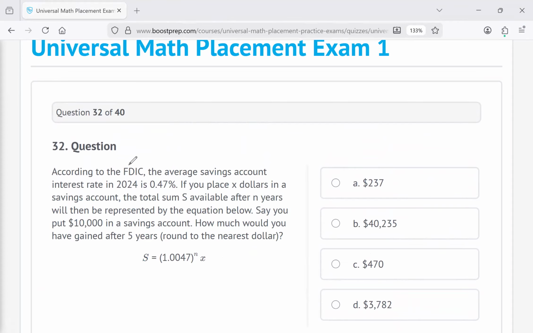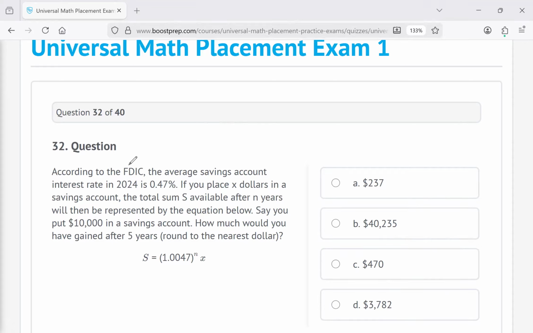Question 32. According to the FDIC, the average savings account interest rate in 2024 is 0.47%. If you place X dollars in a savings account, the total sum S available after N years will be represented by the equation below. Say you put 10,000 in a savings account. How much would you gain after 5 years, rounded to the nearest dollar?